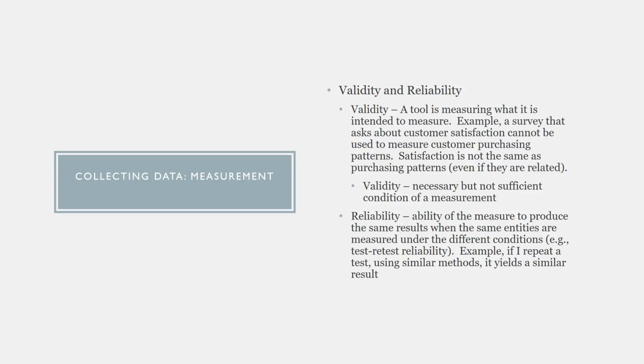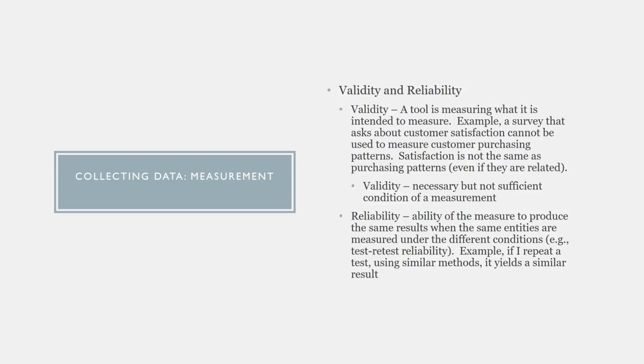All right, a couple other terms that the book talks about. Validity and reliability. These two go hand in hand. Validity is basically a tool is measuring what it is intended to measure. And it's amazing how this seems like it's pretty intuitive, but it's amazing how quickly it can go wrong. Especially when you're dealing with surveys and other quantitative tools. They could go astray a little bit and start measuring things that they were never intended to measure.